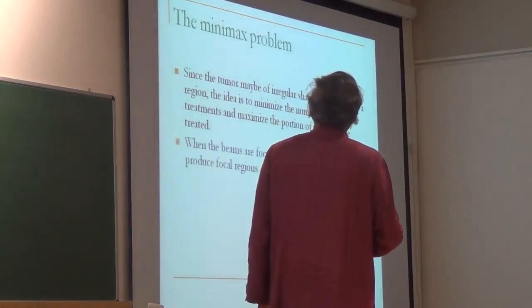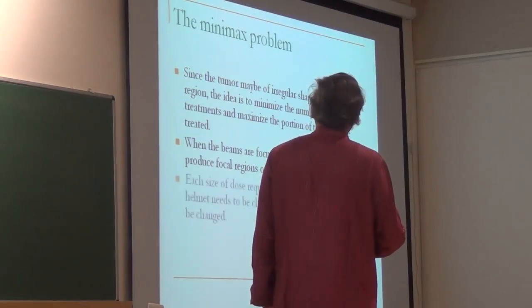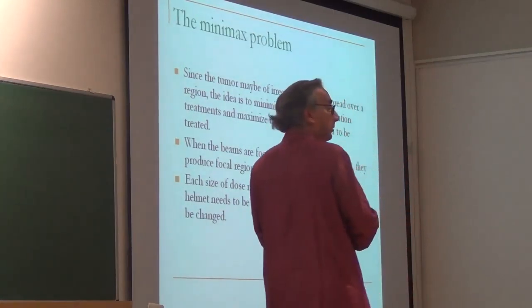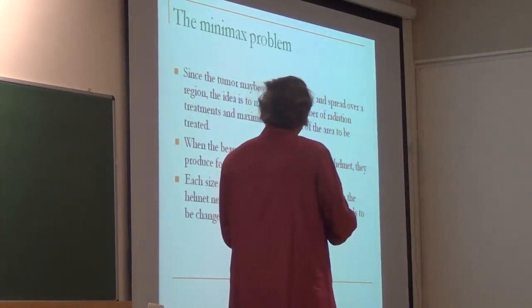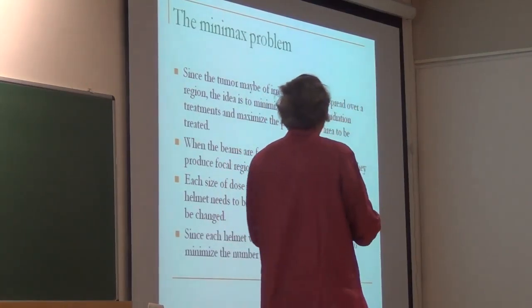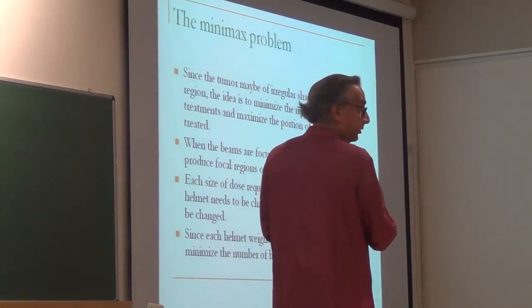When the beams are focused with the help of a helmet, they produce focal regions of various sizes, and each size of the dose requires a different helmet. So the helmet needs to be changed when the dose radius needs to be changed, and unfortunately the helmet weighs 500 pounds, so it's important to minimize the number of helmet changes.